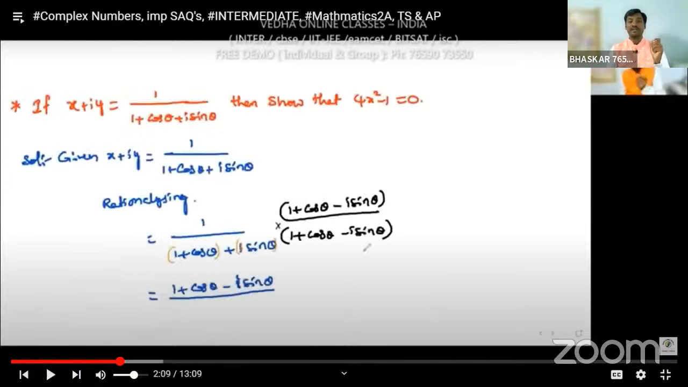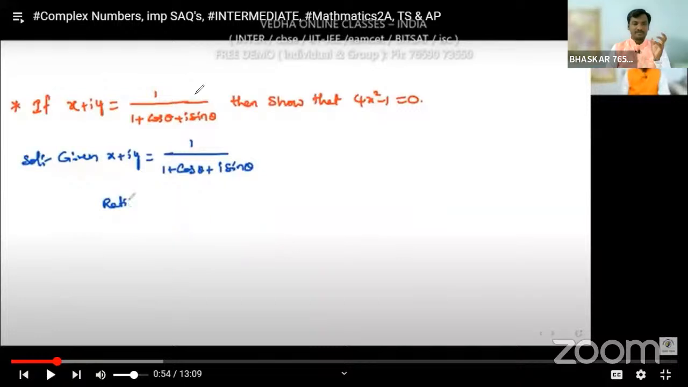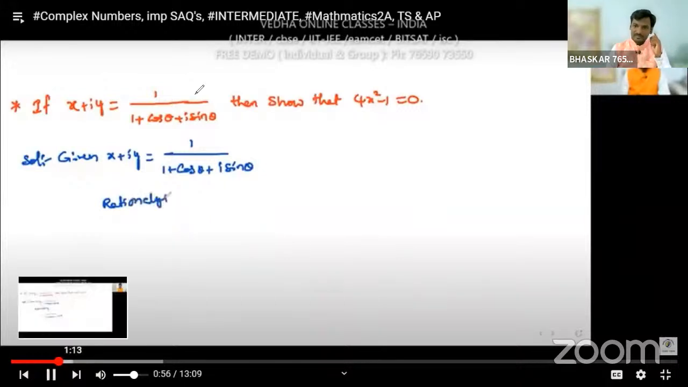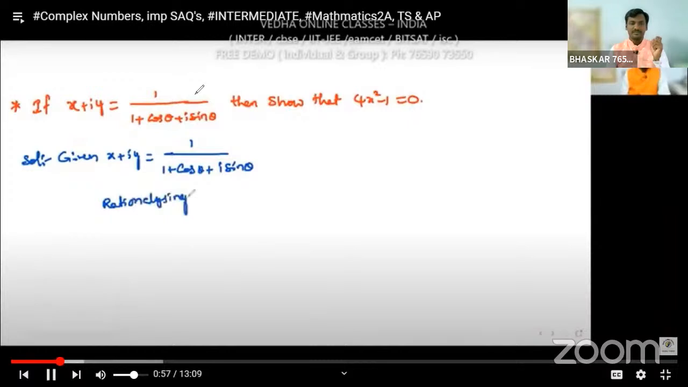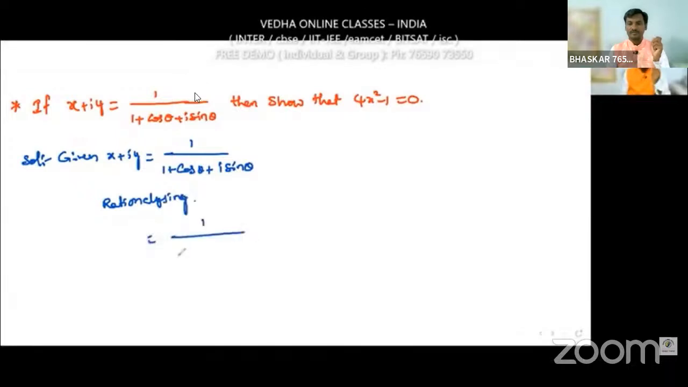What is important here is that whenever we have a complex number in the denominator, we have to rationalize it. What is meant by rationalizing? We take the conjugate, and we multiply and divide by the conjugate. What is a conjugate?